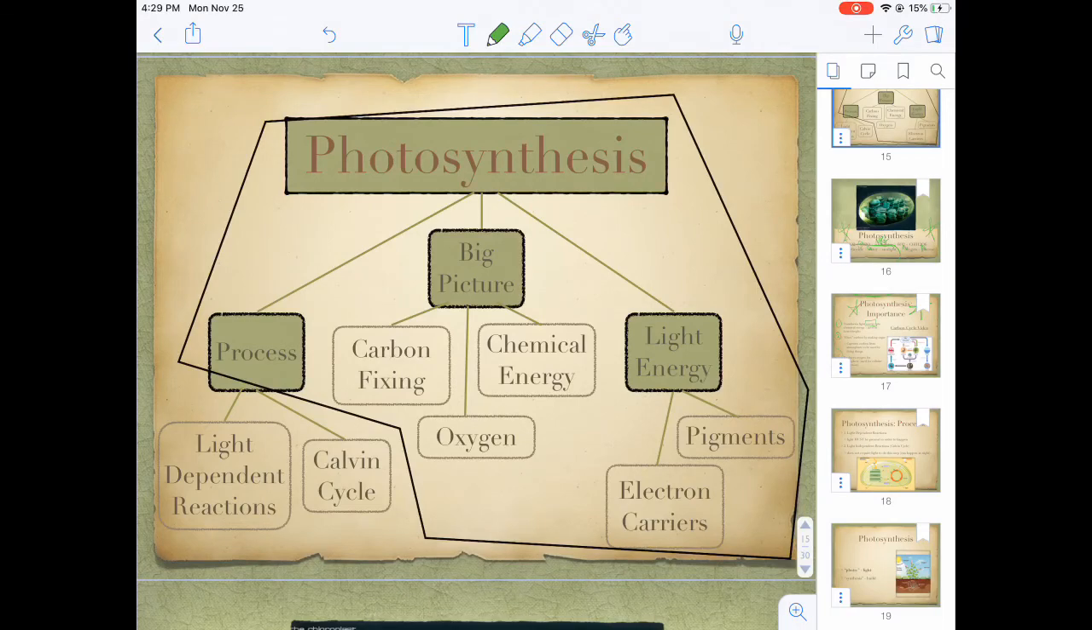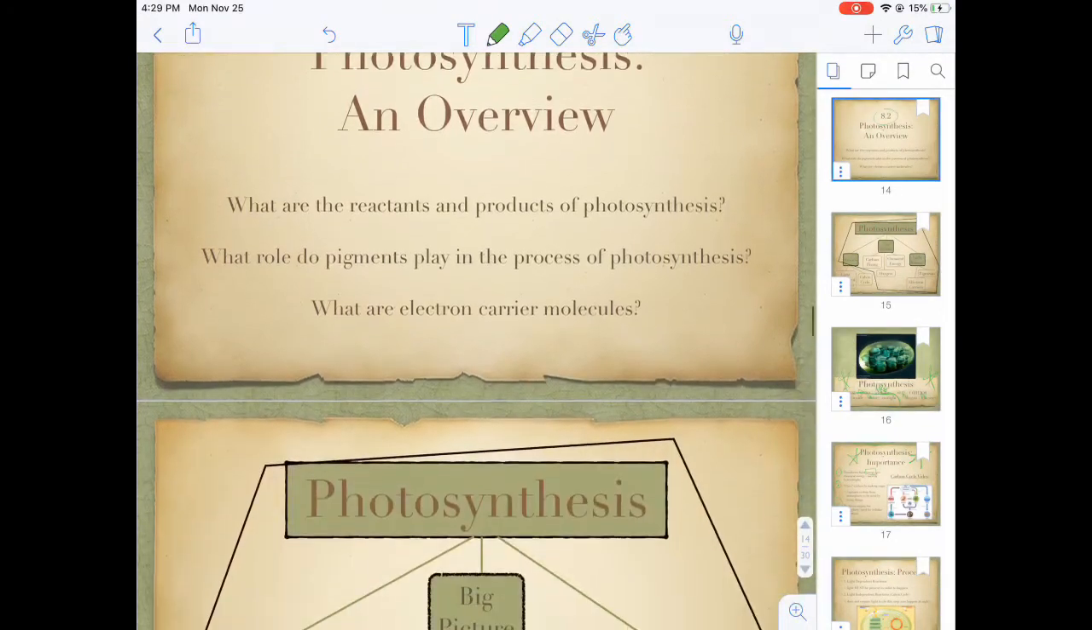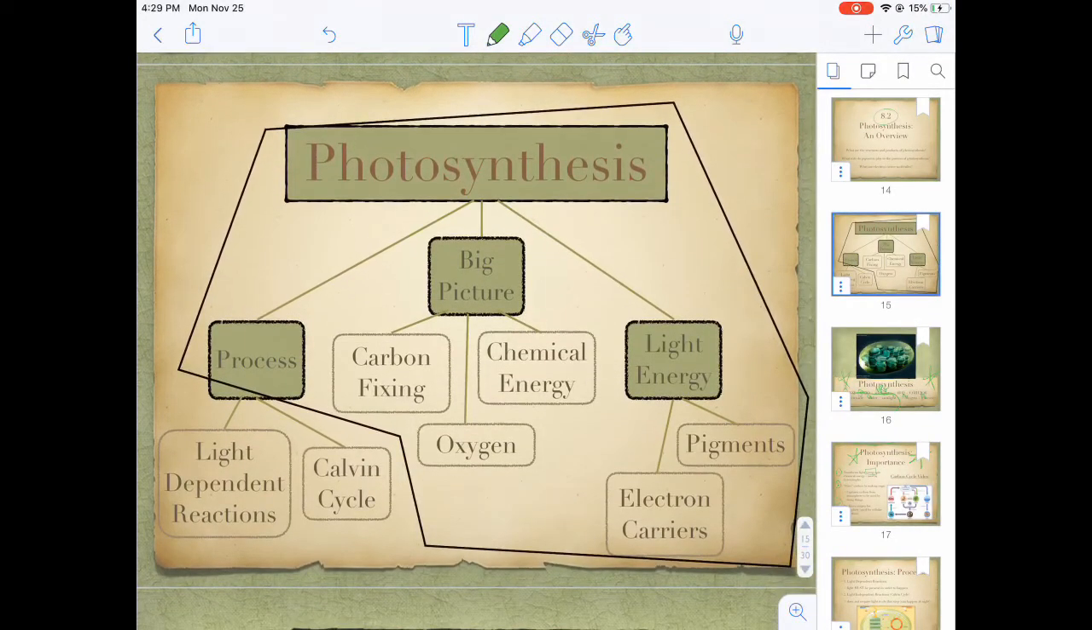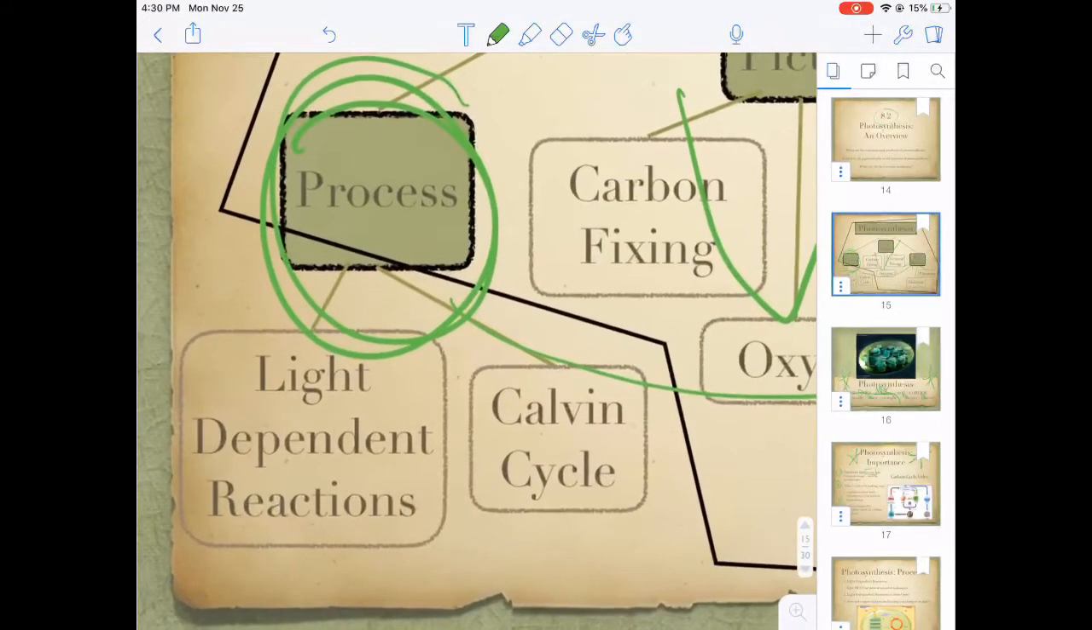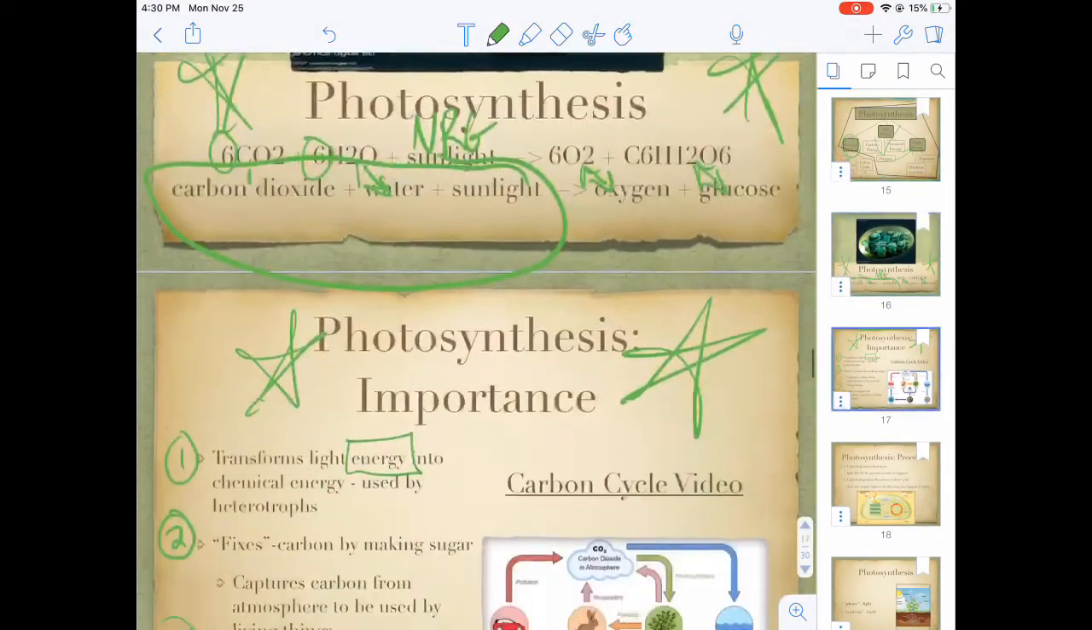Okay, so this video is continuing section 8.2 on the overview of photosynthesis, so really just the introduction. We've already talked about the big picture of why photosynthesis is important, so we're going to look very briefly at the process, and we're going to talk a lot about the light energy. So really the process of photosynthesis gets broken down into two parts, 1 and 2. So that's what we'll see next.